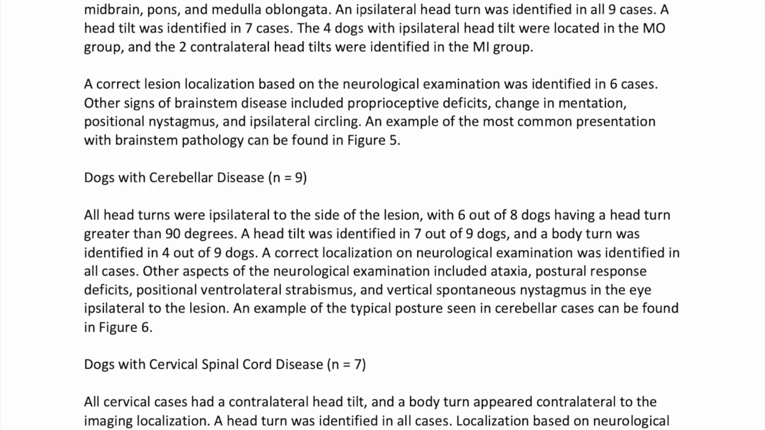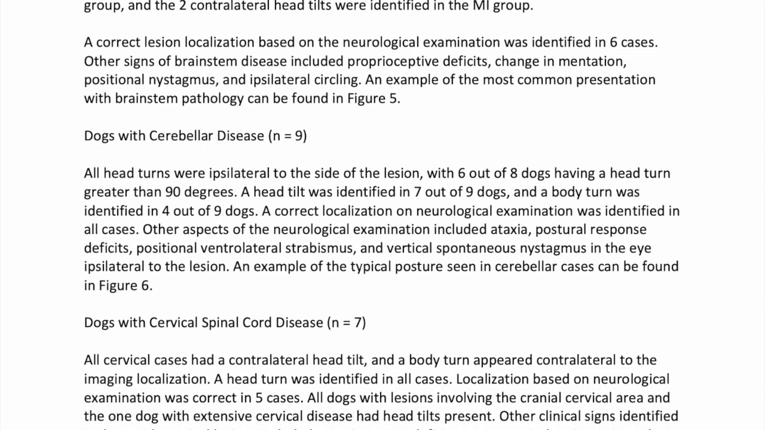A head tilt was identified in 7 cases. The 4 dogs with ipsilateral head tilt were located in the MO group, and the 2 contralateral head tilts were identified in the MI group. A correct lesion localization based on the neurological examination was identified in 6 cases. Other signs of brainstem disease included proprioceptive deficits, change in mentation, positional nystagmus, and ipsilateral circling. An example of the most common presentation with brainstem pathology can be found in Figure 5.